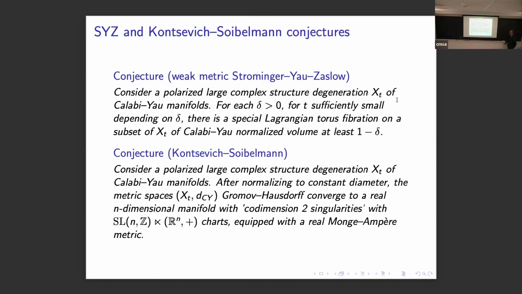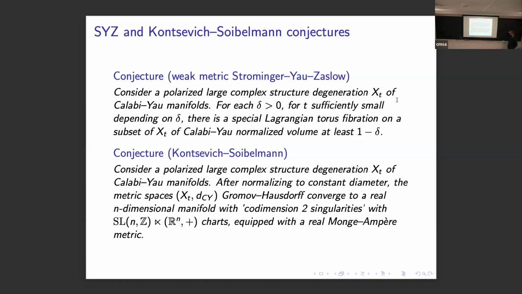Then there are these conjectures that we like to understand. We've seen this weak version of the metric SYZ conjecture, where you look at these kind of families, more general ones, but in particular the ones that I've shown. And then you want a large measure subset with a special Lagrangian torus fibration when t is small.